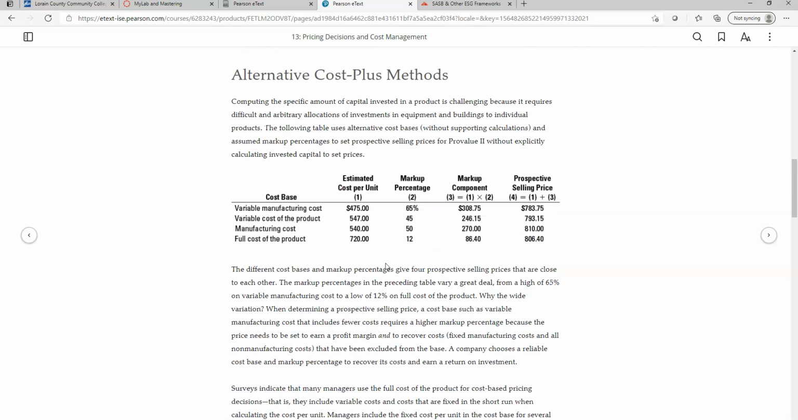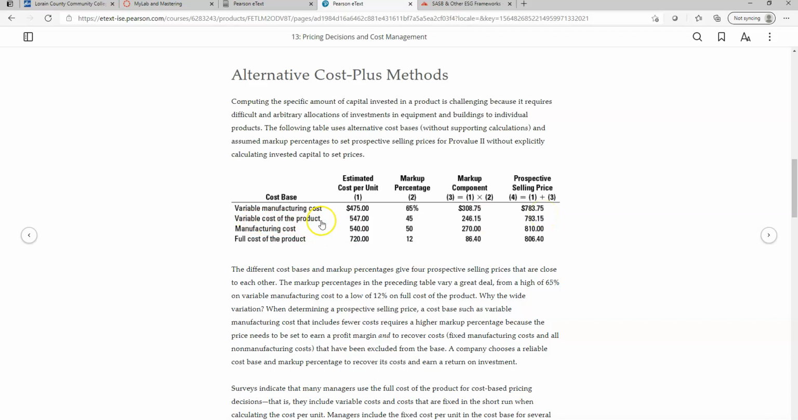So, let's look at alternative cost plus methods, since we did mention those. We may want, let's say, variable manufacturing costs: direct materials, direct labor, and variable manufacturing overhead. Let's say those costs were $475, and we want a markup percentage of 65%. So 65% of $475, my markup is going to be $308.75. So then what is my selling price going to be? It's going to be my cost per unit, add to that 65% of that cost, and my selling price will be $783.75.